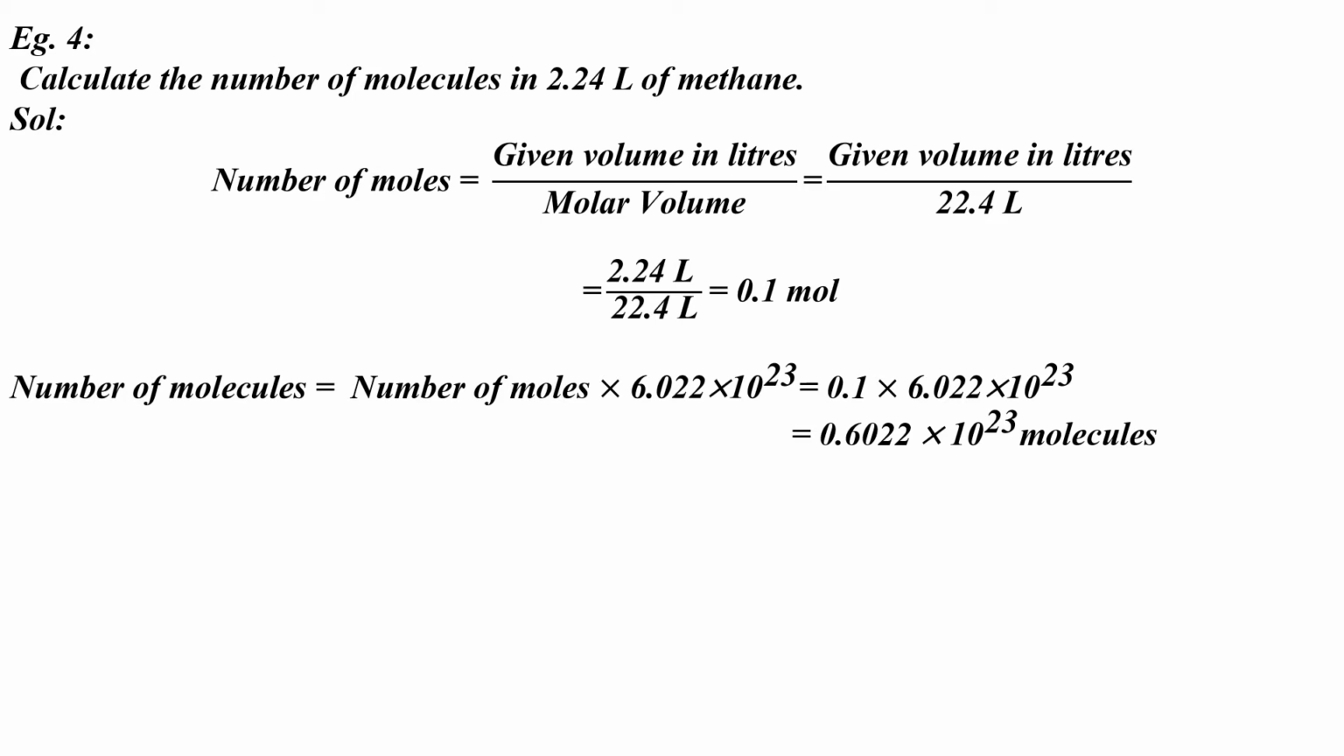0.1 mole. In the next step, let's calculate the number of molecules of methane present in this 0.1 mole. For this we shall use the formula number of molecules equal to number of moles into Avogadro's constant. So what is the number of moles of methane present in 2.24 liters of methane? It is 0.1. So substituting this in the formula, we get 0.6022 into 10 power 23 molecules as the answer.